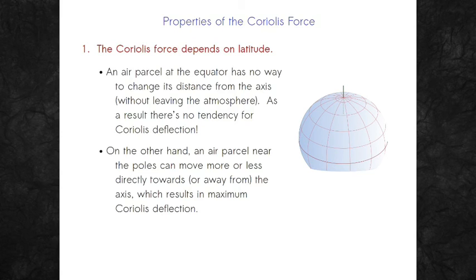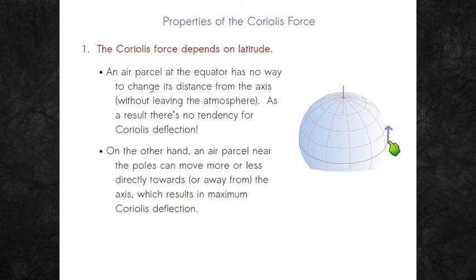So if we have an air parcel at the equator and it moves northward, well, when it moves northward, it actually ends up moving directly parallel to the axis of rotation. So it's not actually getting any closer to the axis of rotation, which means this effect of moving in towards the axis and spinning faster isn't happening. And so there's no deflection of this parcel here at the equator.